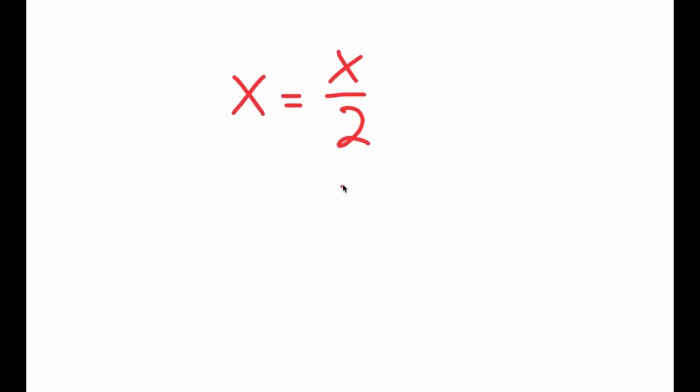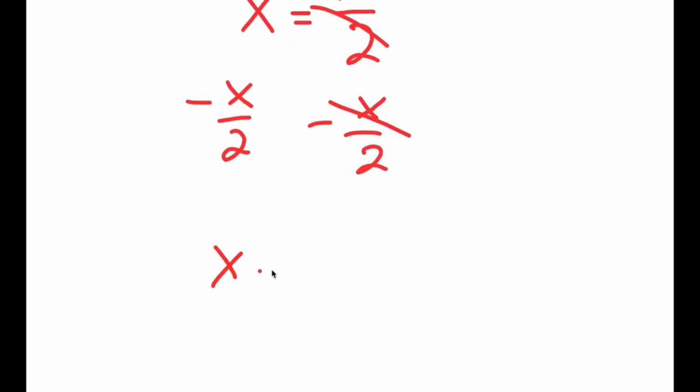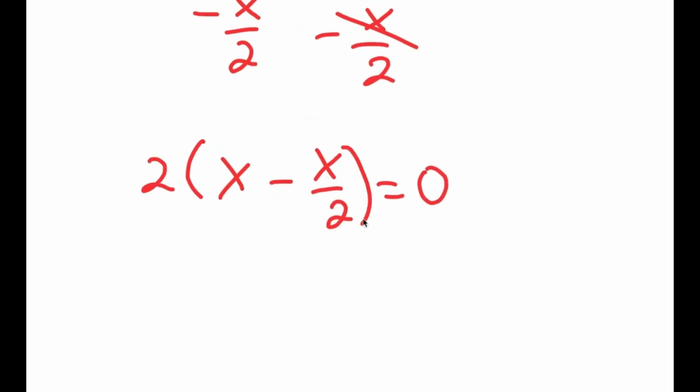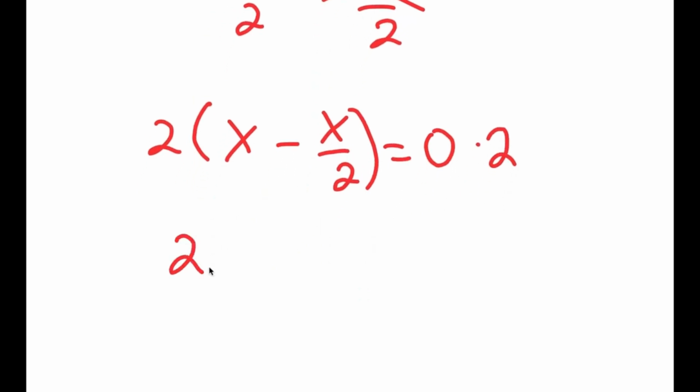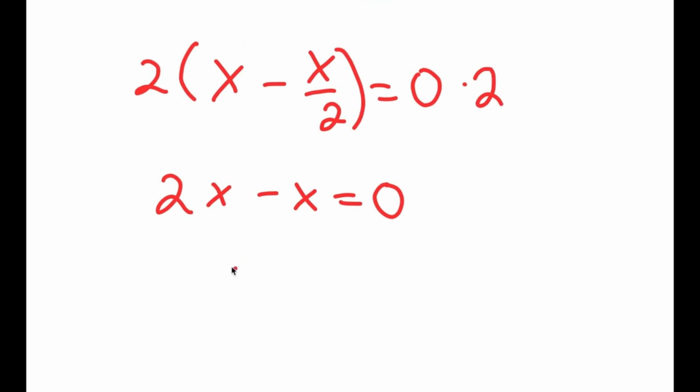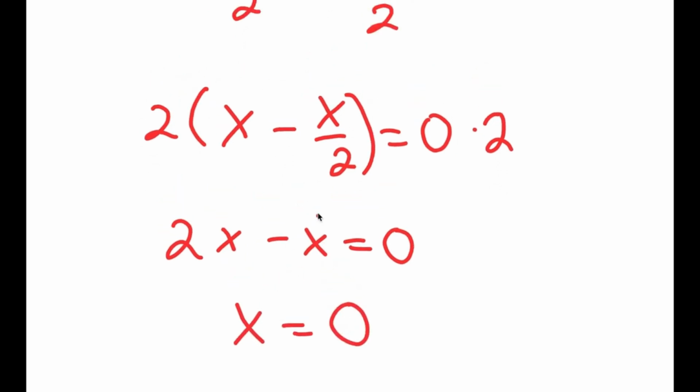Alright, so to solve this problem, I'm going to do the same thing which I did to our first problem. I'm going to subtract x over 2 on both sides. So I get x minus x over 2 is equal to 0. And now I'm going to multiply 2 on both sides. So I get 2x minus x is equal to 0, and I get x is equal to 0. So it's the same thing, again, using the same method.